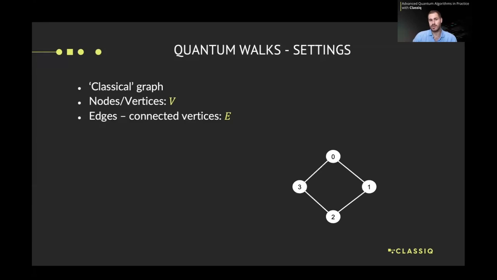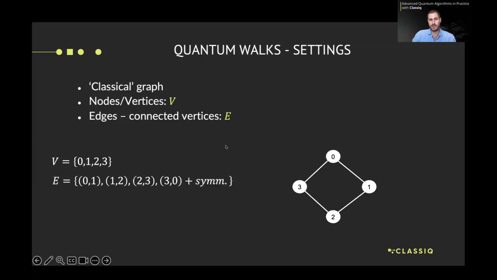This is an example. So this is a graph. What we have here, we have 4 nodes. So we mark them by the numbers 0, 1, 2, and 3. And the set of the vertices, so V, is the set of the available nodes that we have. So it's 0, 1, 2, and 3. So this is the set of the vertices.